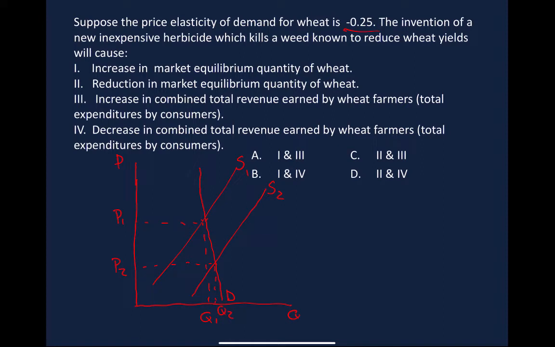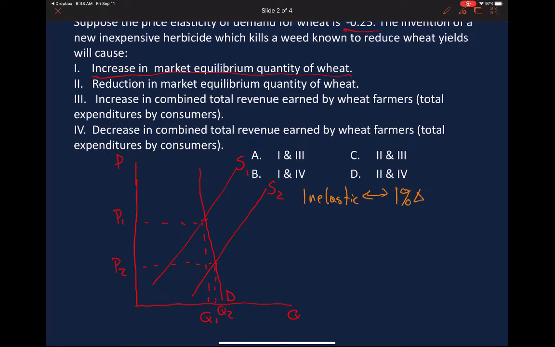So we know that there's going to be an increase in the market equilibrium quantity of wheat. But what's going to happen to total revenue? We know that when demand is relatively inelastic, the percent change in price is going to be bigger than the percent change in quantity demanded. The price change is going to dominate.